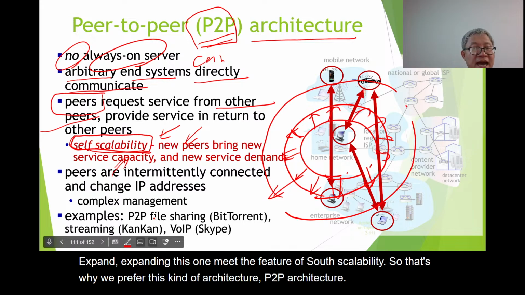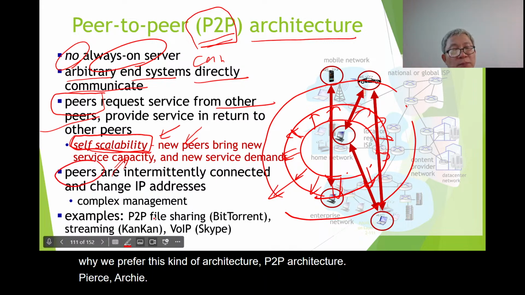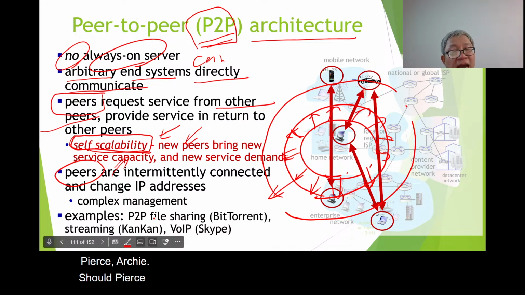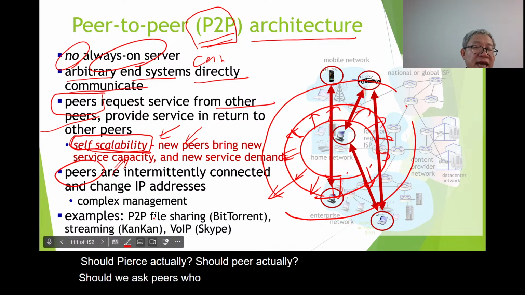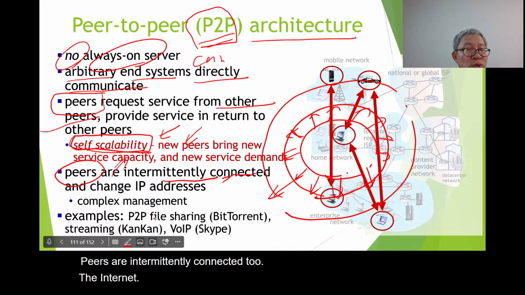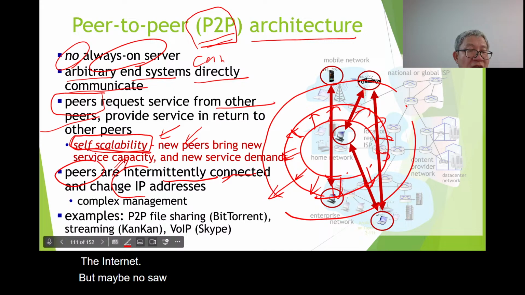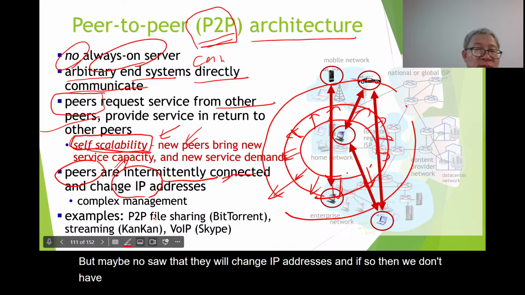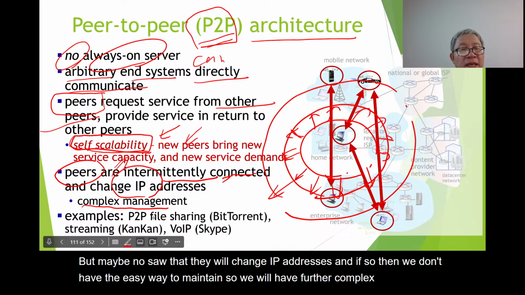Well, should we ask peers to have a permanent connection? No. Peers are intermittently connected to the internet, so they may change IP addresses. And if so, we don't have an easy way to maintain them. So we will have complex management for P2P.